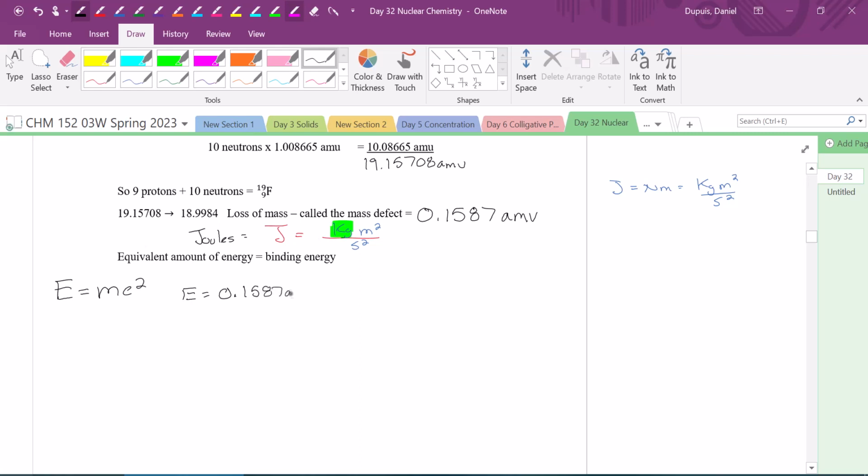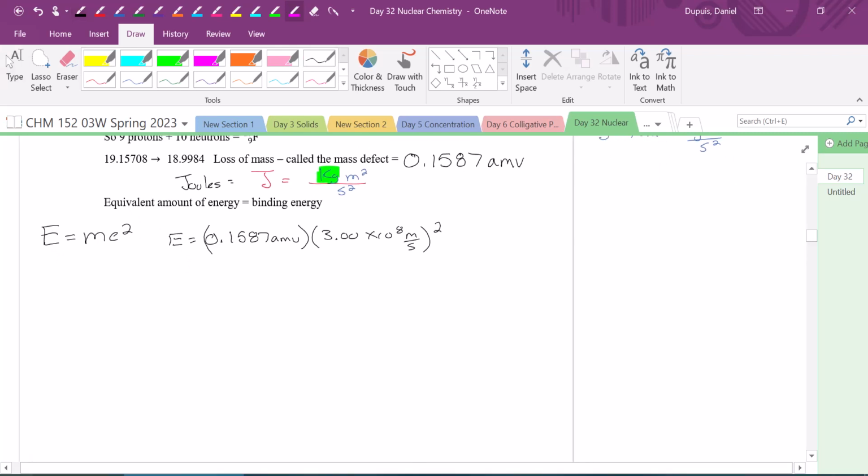0.1587 AMU, right? And then the speed of light, 3.00 times 10 to the 8 meters per second. Well, I don't like the AMU. Again, we just talked about this. We have to go to kilograms. So how do I do that? I'm going to do that on the side here.